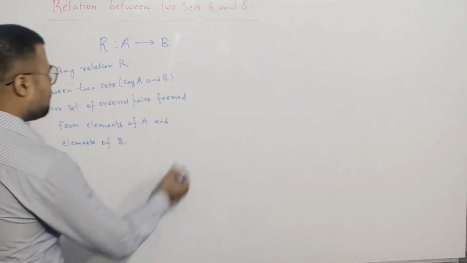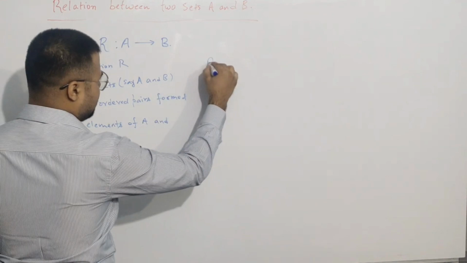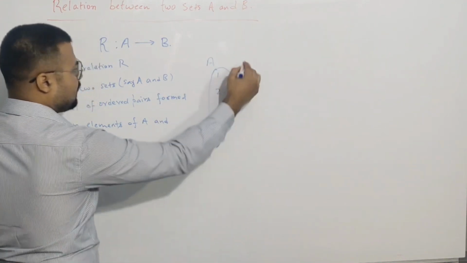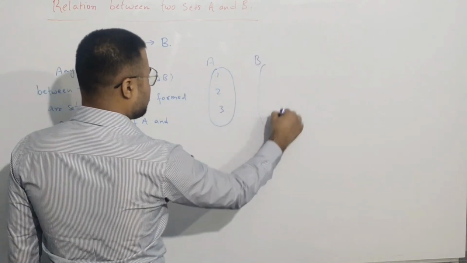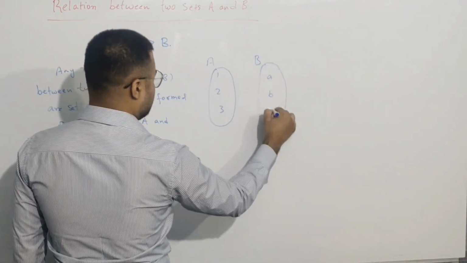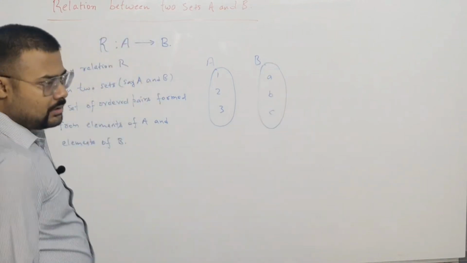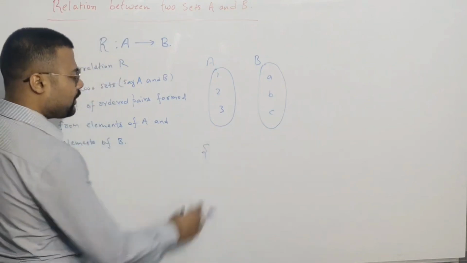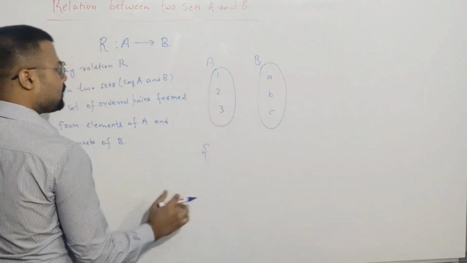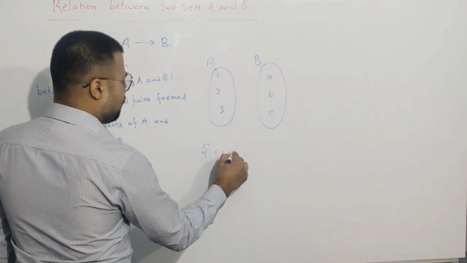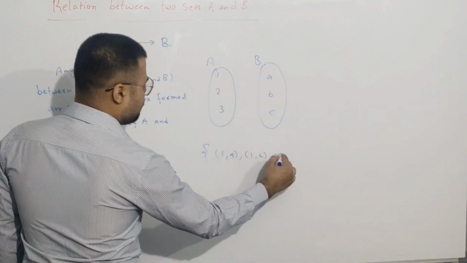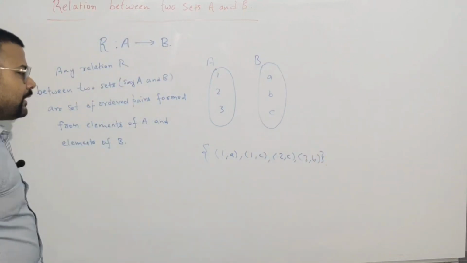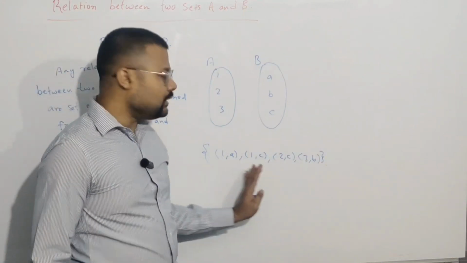For example, let's say I am taking one arbitrary set A that has the elements 1, 2 and 3, and there is another set B that has the elements a, b, c. I am taking a set of some ordered pairs where the first element belongs to A and the second element belongs to B. Let's say (1,a), (1,c), (2,c), (3,b). Then this set is said to be a relation.